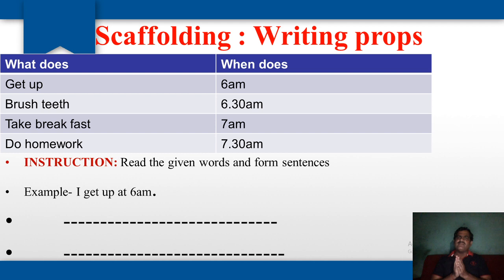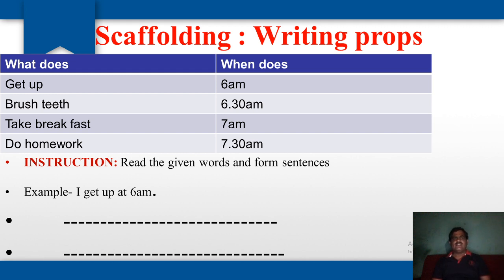The first thing we have to discuss is scaffold writing in the form of writing prompts. Here some information is given. The words are given, and on the basis of that information, the child must write the sentences. Here I have taken an example: what does and when does. Get up, brush the teeth, take breakfast and do homework. And when the child is doing this, the time is also mentioned here.